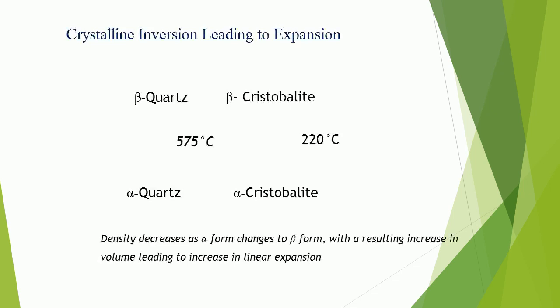You can appreciate how the crystalline inversion takes place in both beta quartz and beta cristobalite. In quartz, it takes place at 575 degrees, and in cristobalite at 220 degrees. And in both cases, the beta form is converted into the alpha form, which results in an increase in the volume, leading to an increase in expansion. So this is basically how, due to crystalline inversion, expansion is achieved. When one form is converted to the other, it leads to a resultant increase in the volume and hence the expansion. And this in turn leads to compensation expansion of the casting alloy.